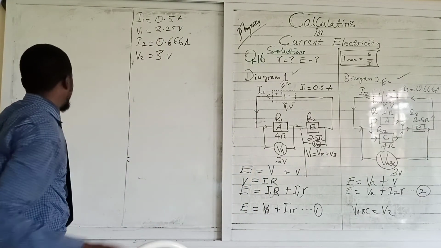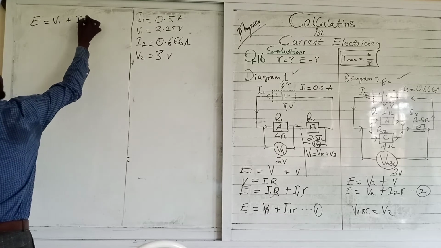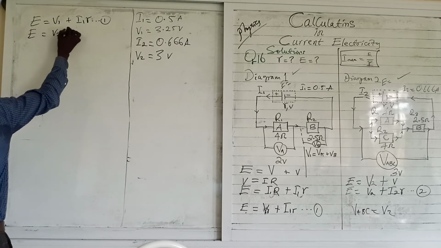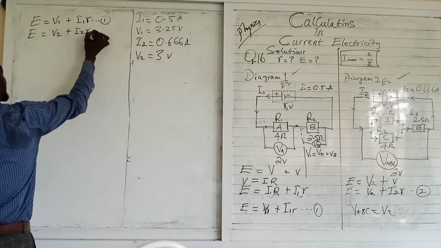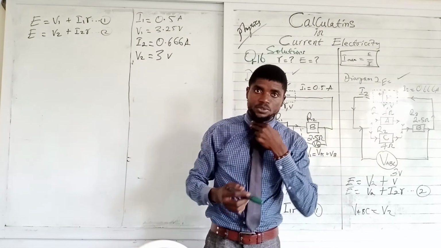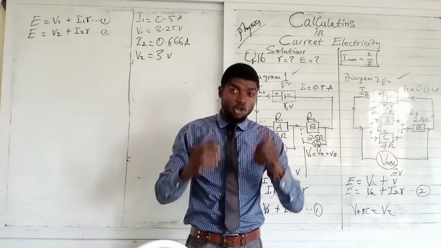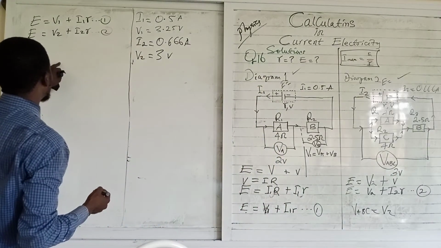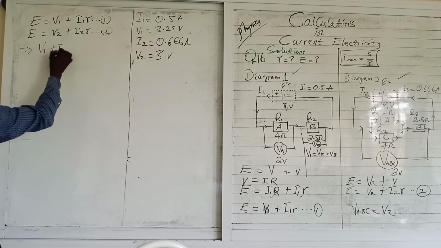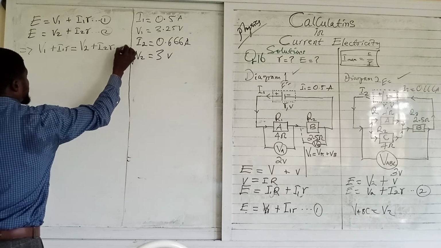So let's rewrite. From equation number 1, we write that our E is equal to V1 plus I1R. This is equation 1. Equation 2 says E is equal to V2 plus I2R. Now there's what I call the physics of cut and join and substitution, where you have to equate an equation with another equation to get a complex equation to solve a complex question. Lovely. So we are going to equate equation 2 with equation number 1. So this implies that V1 plus I1R is equal to V2 plus I2R. Call this equation number 3.